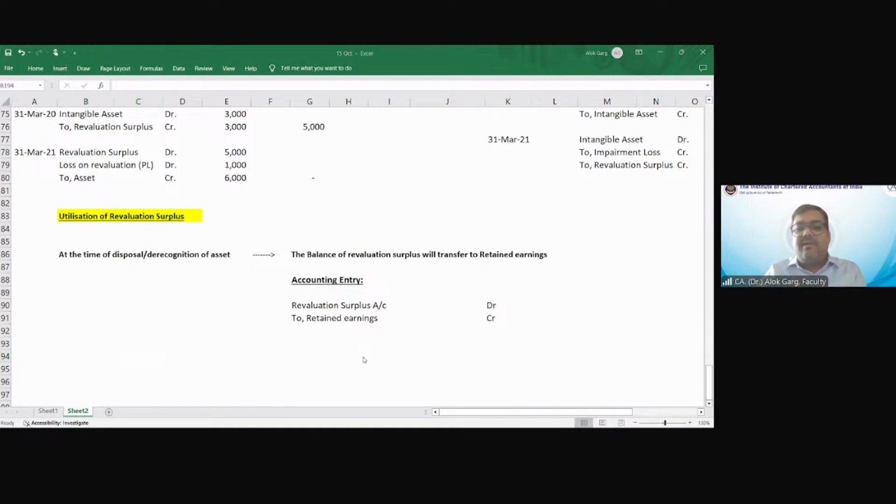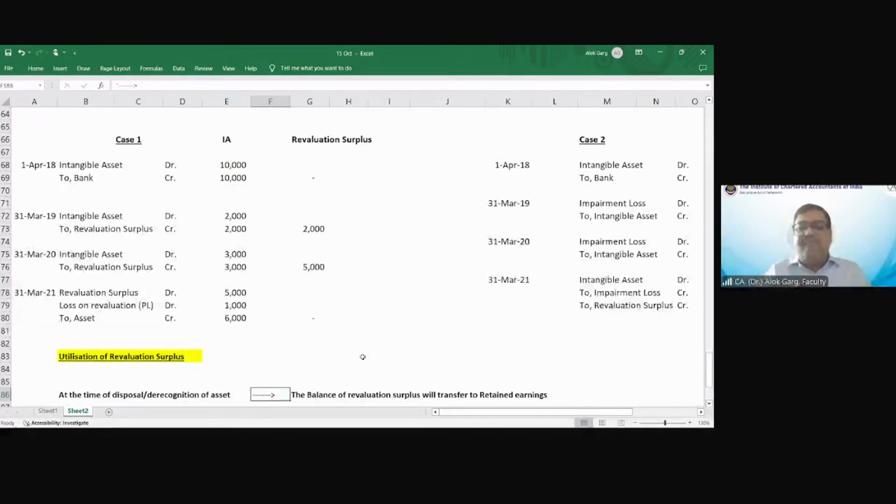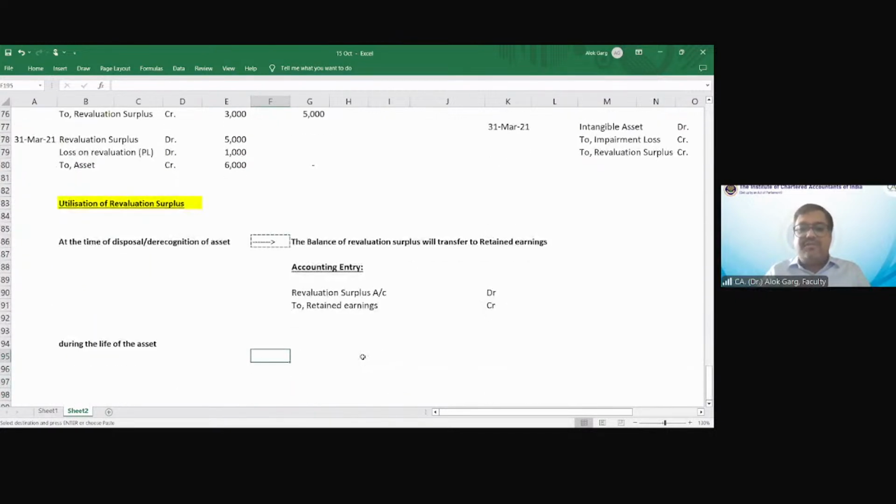Sir, what happens if during the life of the asset there is a revaluation surplus, how is it going to be used? The revaluation surplus has to be transferred to the retained earnings, but at what value? So friends, in this case, the revaluation surplus can be utilized every year to the extent of extra amortization.